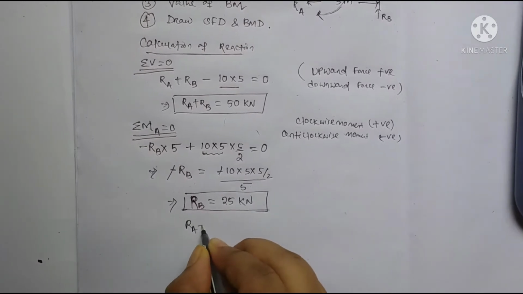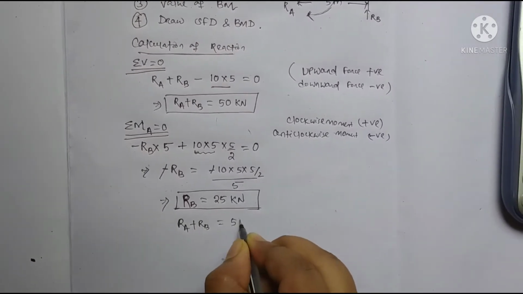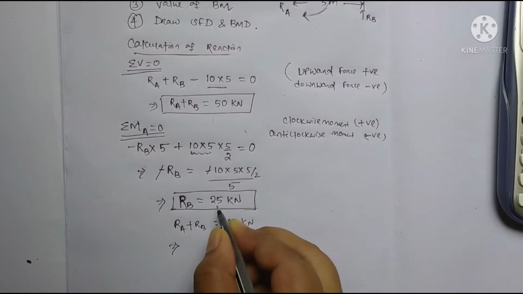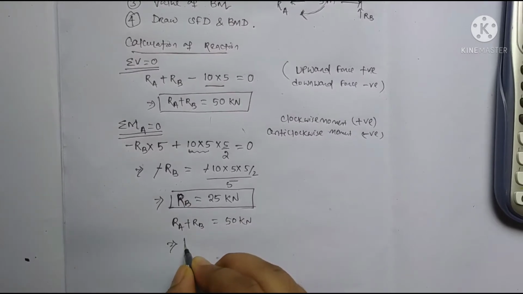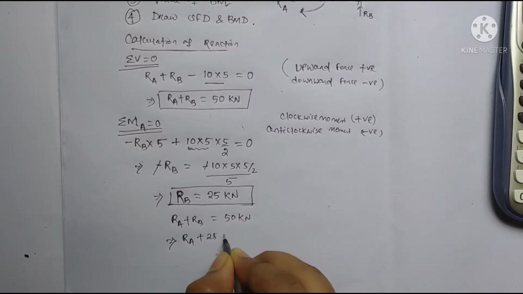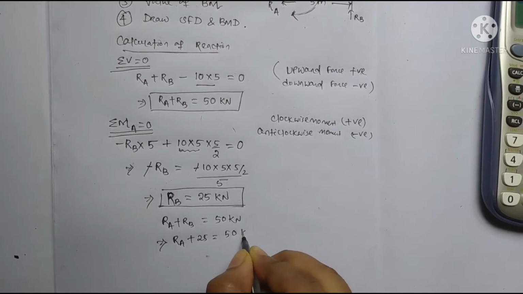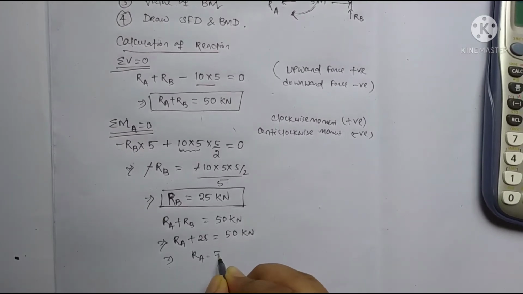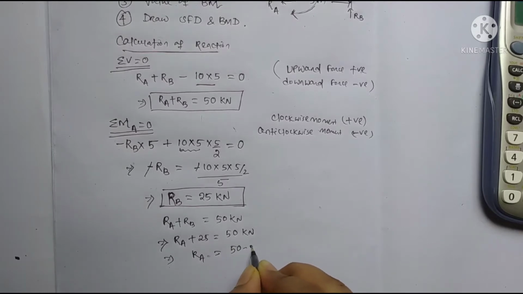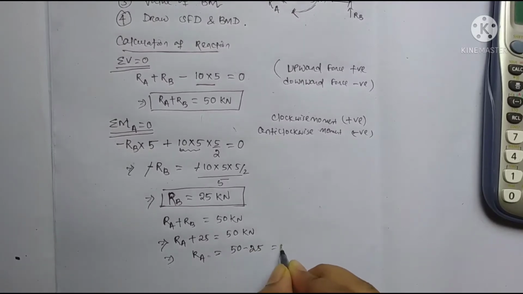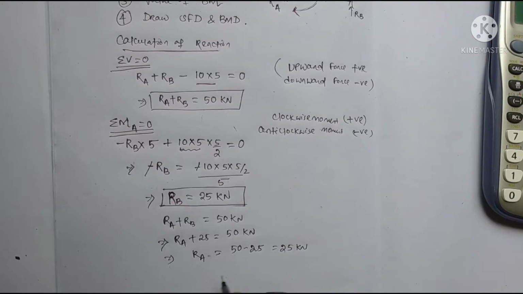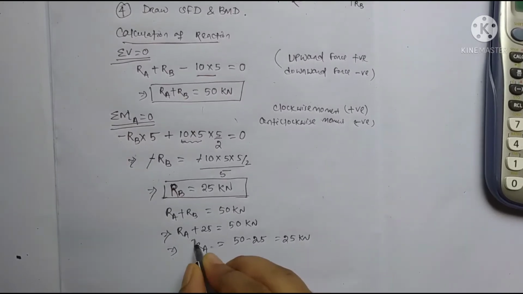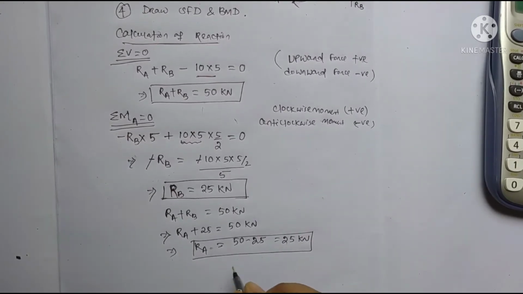Then RA plus RB equal to 50 kilonewton. Let's put in the value of RB: RA plus 25 equal to 50 kilonewton. Then RA equal to 50 minus 25, that gives 25 kilonewton. Okay, we have calculated the values of RA and RB.